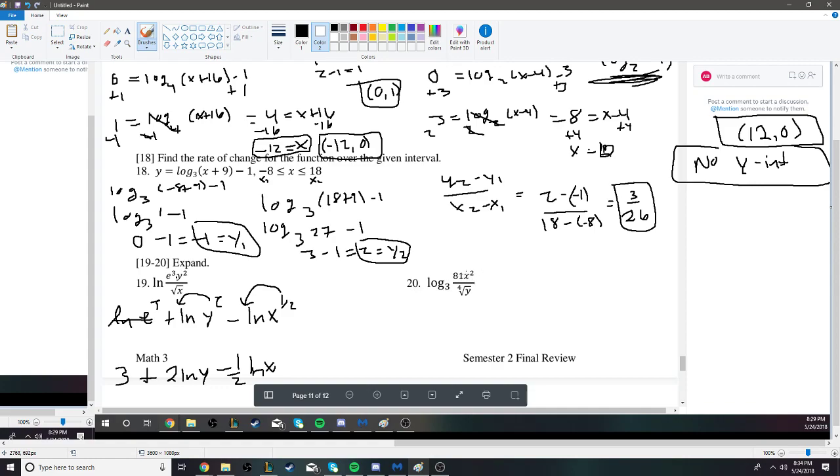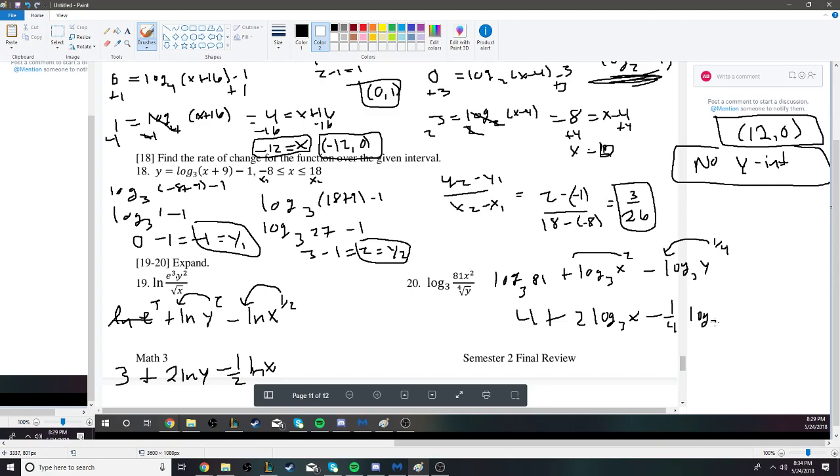Again, anything on top is added, anything on bottom subtracted. So this is log base 3 of 81 plus log base 3 of x squared minus log base 3 of y to the 1/4. Log base 3 of 81 is 4. Exponent in front, that's 2 log base 3 of x, minus exponent in front, 1/4 log base 3 of y.